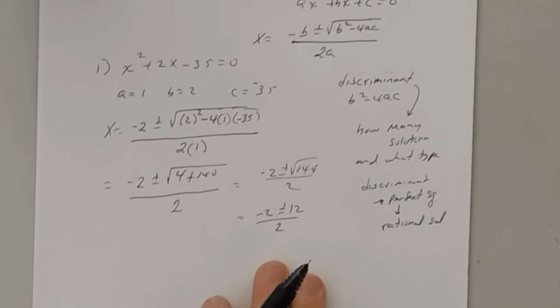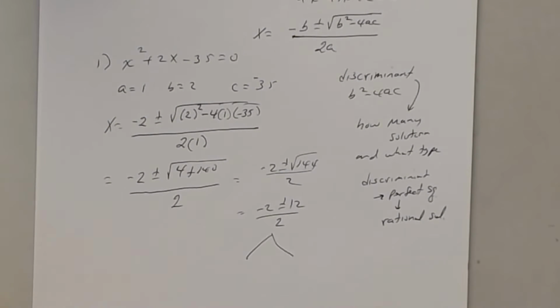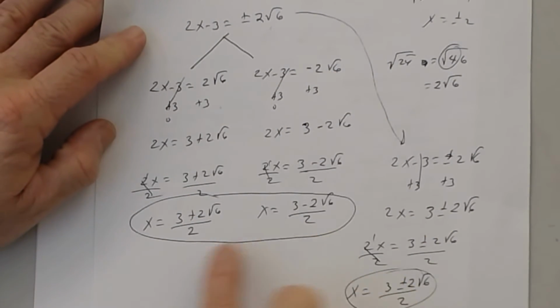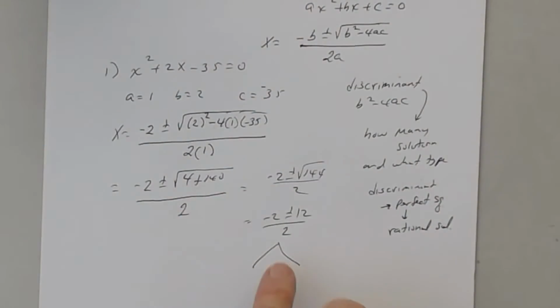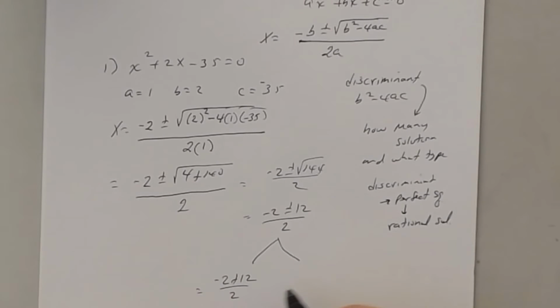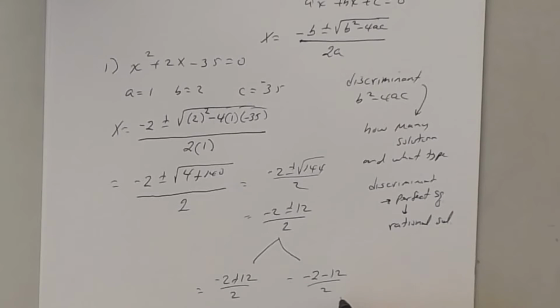Now, since this is rational, you have to rewrite it a different way than you did here. See how the irrational ones look like this? The rational solution is going to look a little bit nicer. So you're going to say negative 2 plus 12 divided by 2. And what's the other solution? Negative 2 minus 12 divided by 2. But you've got to go further. Don't leave it like that.